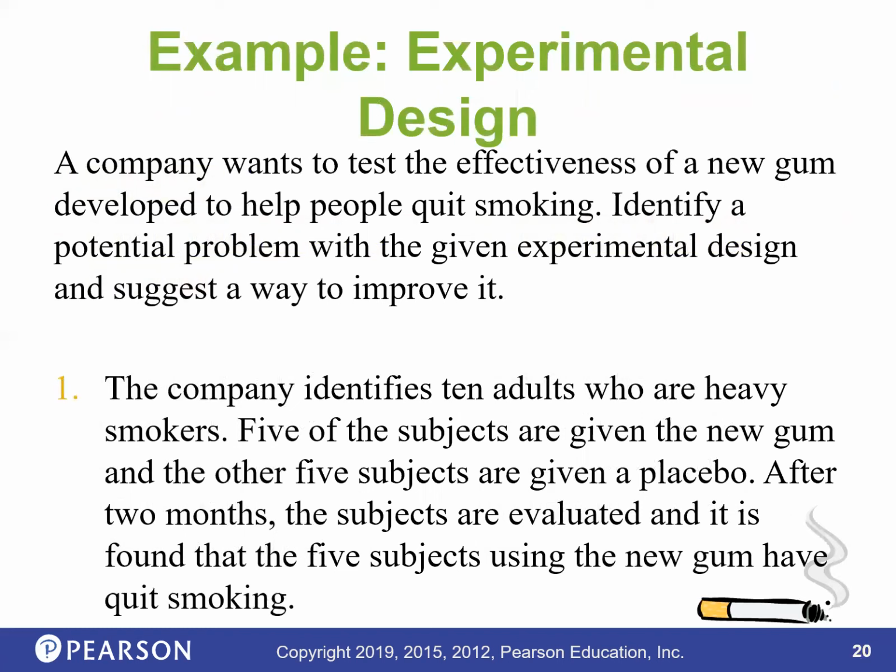So the company identifies 10 adults who are heavy smokers. 5 of the subjects are given the new gum, the other 5 are given a placebo. After 5 months, they are evaluated and it's found that all 5 subjects using the new gum have quit smoking. This is awesome. This is the best thing. This is the golden grail of gum. It's 100% effective. Issue?